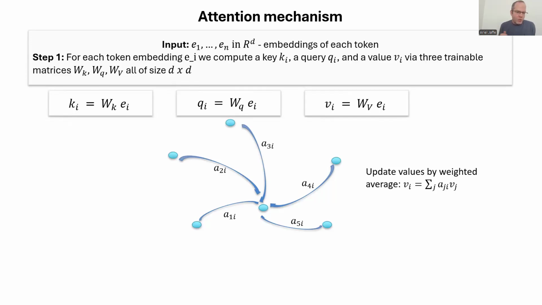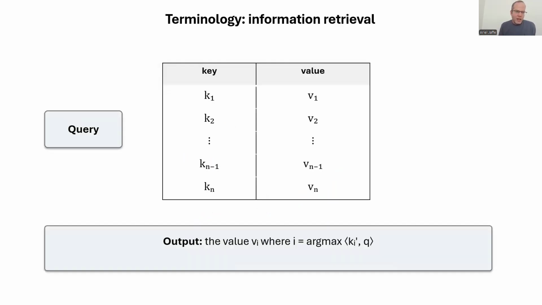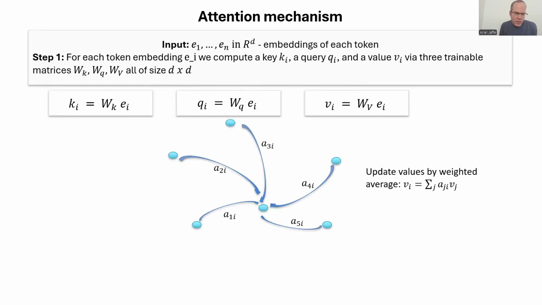So this is very similar to what we discussed, right? In the information retrieval, the element whose value we output is the one that maximizes the inner product between the query and the key. So this is the criterion we use. And the same goes here. The edge weight between vertex i and vertex j is a function of the inner product between the query of vertex i and the key of vertex j.